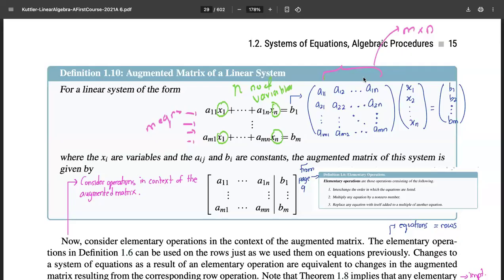Let's look at what's happening. All right. Okay. Now we want to consider the elementary operations that we saw beforehand in the context of augmented matrix.